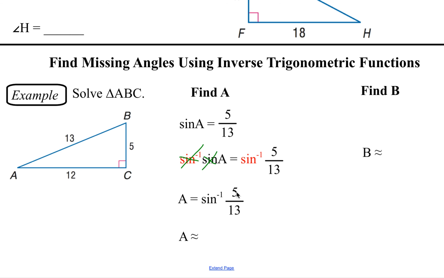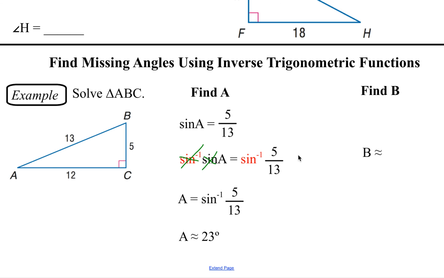So what you're going to do on your calculator is you're going to take 5, divide it by 13 and get an answer, and then do second sine. That's where the inverse sine is on your calculator. It's a second function of the sine function. And then round that to the nearest whole degree, and you get about 23 degrees.